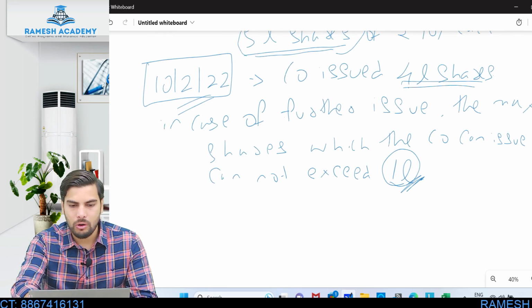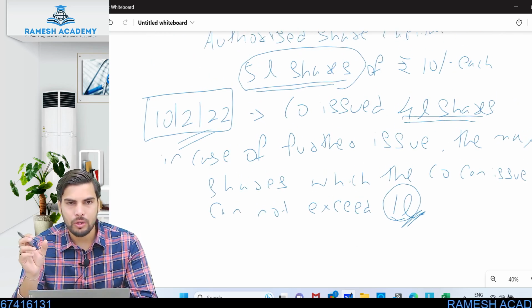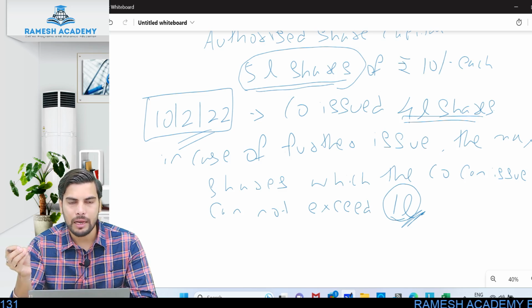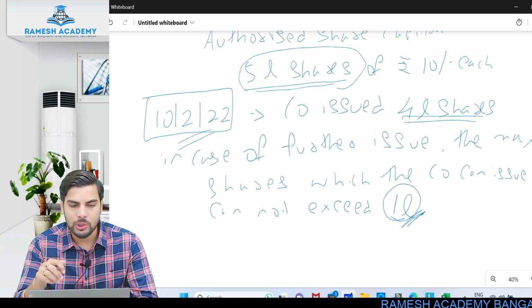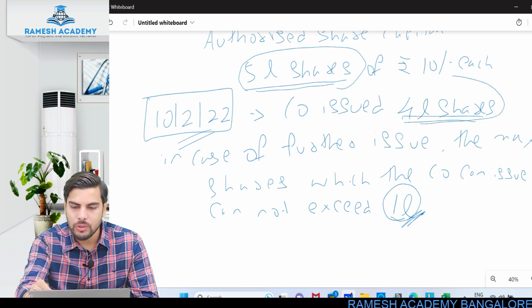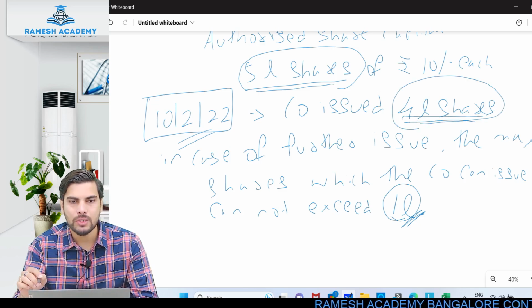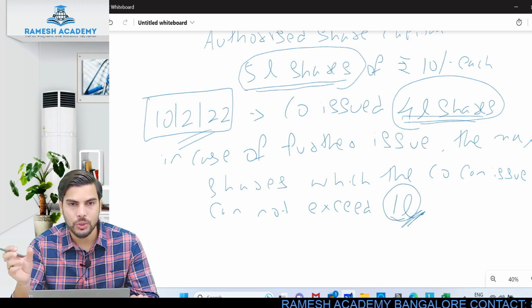How much is the total authorized share capital? 5 lakh rupees would be the authorized share capital. Out of this 5 lakh, how many shares did I actually issue? So initially I issued 4 lakh shares. So what will these 4 lakh shares be called? This would be called issued shares.